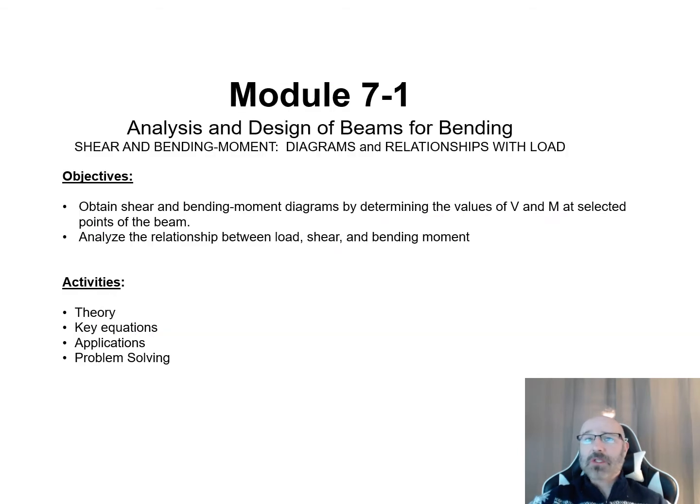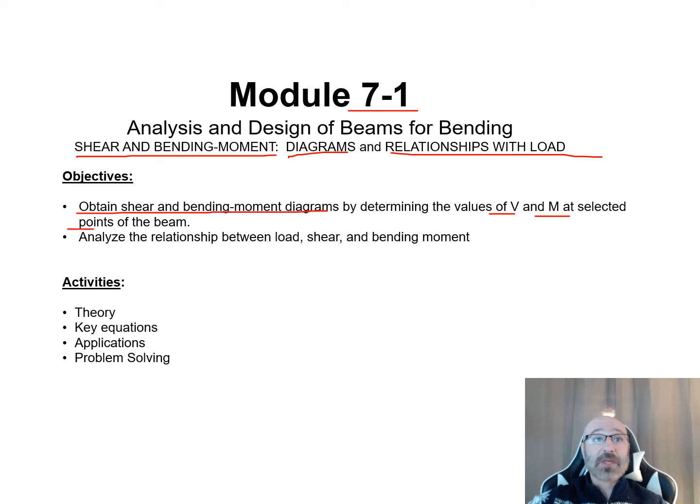So as I mentioned, we're going to break this module down into two different sections. This first section is Module 7.1. Continuing on with Chapter 5, we're looking at the analysis of design of beams for bending. In particular, for this section 7.1, we're taking a look at our shear and bending moment diagrams and our relationships with the loads. Now, within this section, we're going to obtain the shear and bending moment diagrams by determining our values for our shear and our moment at selected points in the beam. Then we're going to analyze the relationship between the load, the shear, and the bending moment, all three of those.